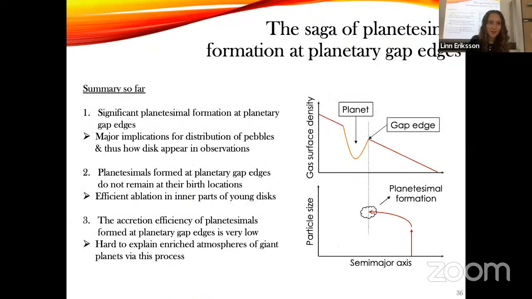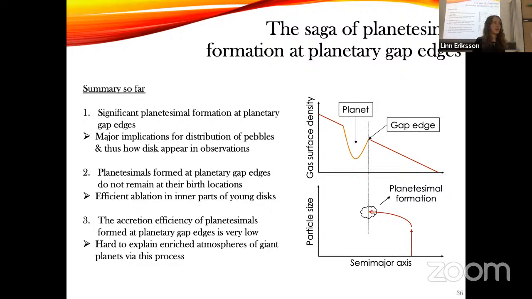Okay, so then I can summarize this saga of planetesimal formation so far. Basically what we found is that, yes, it looks like we could have some planetesimal formation at the gap edges. And this would then have major implications for the distribution of pebbles, and thus how this disk appears in observations. We looked at what happens to these planetesimals where they form, and we see that they do not remain where they form, but they're scattered all over the place.